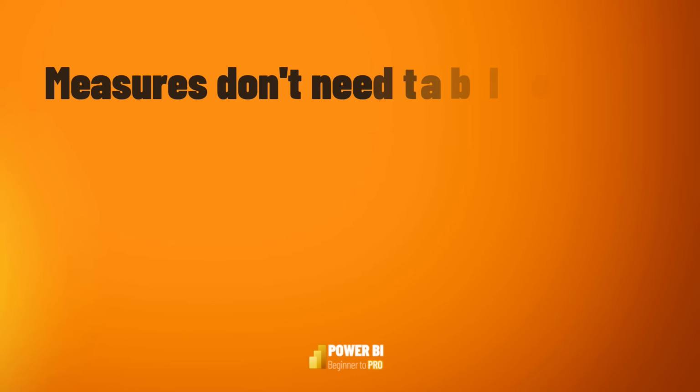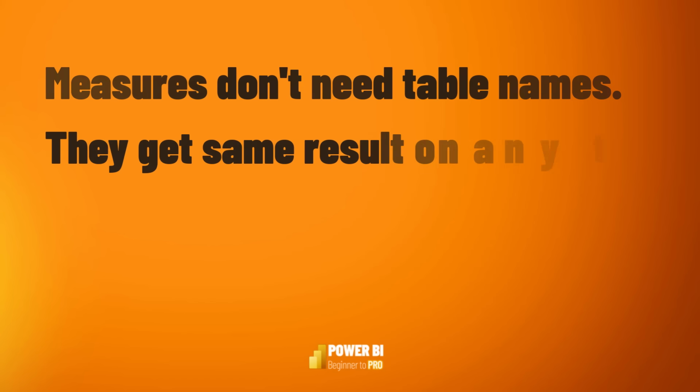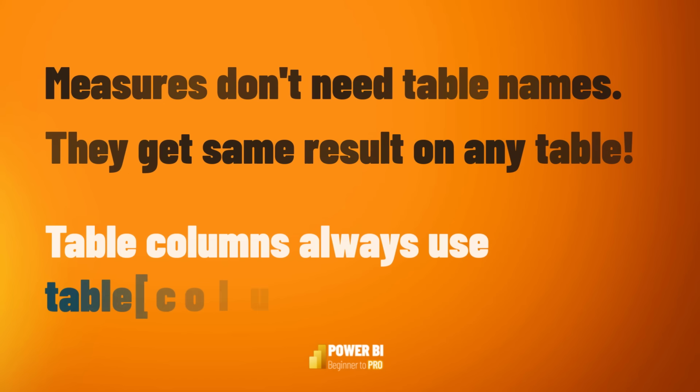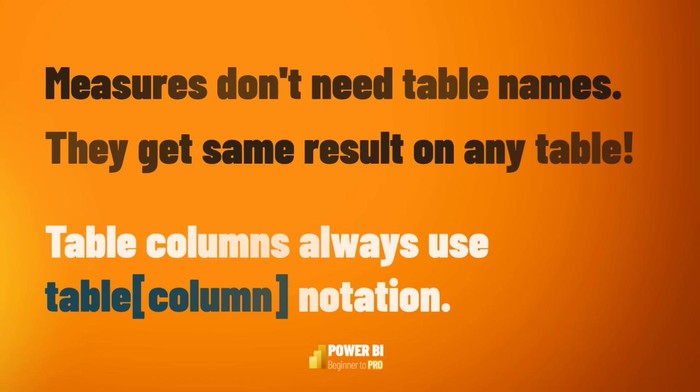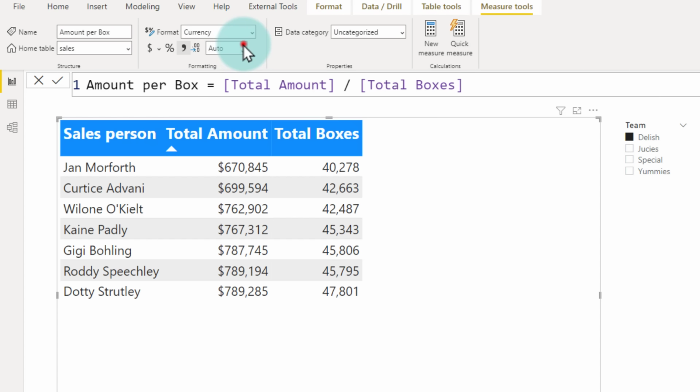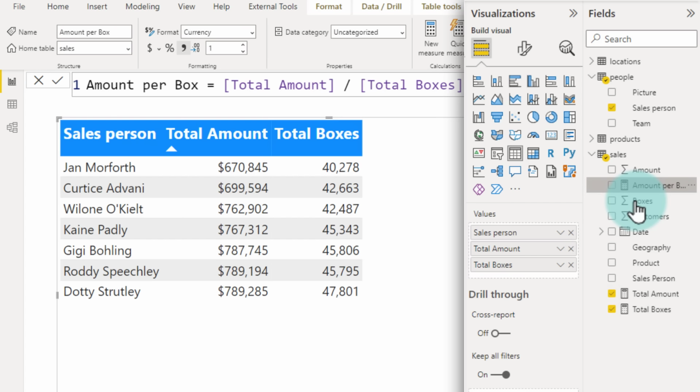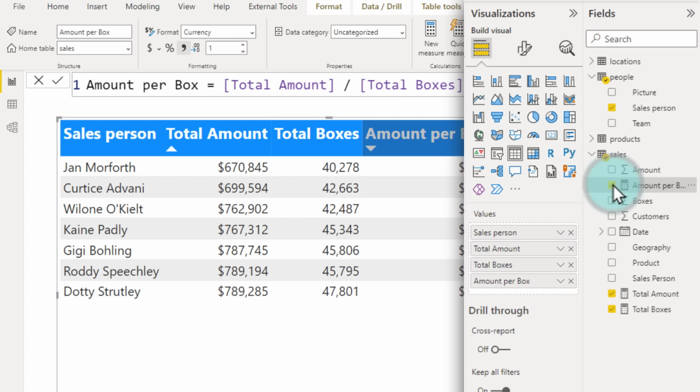When you are referring to another measure in the workbook, you simply use it directly without specifying the table name. This is because a measure gets the same result irrespective of which table it is on. Whereas when you refer to an actual column in the table, you must always specify the table name and column name. So we will add that, and I'm just going to set this formatting as $, with 1 decimal point. And now we will have amount per box as a measure available to us in the table, and I can add it to my visual.